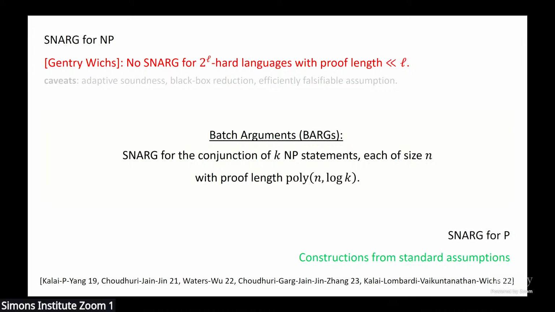So for example, if k equals 1, this would be trivial. You can just send the witness. But when k is large, you're getting something non-trivial. You're proving many statements, and you're only paying for one of them.